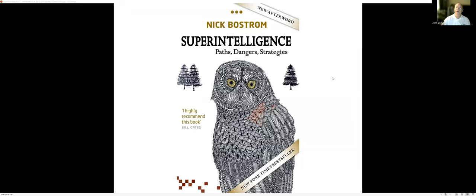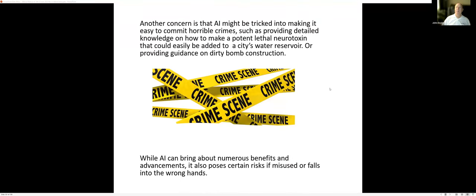But here's the book. It's called Superintelligence. Bill Gates says, I highly recommend this book. I read this book, and I would describe it with two words. It is exhaustive, and it is exhausting. It's not an easy book to read, because he wants to cover every imaginable possibility, and that's what he does. He makes it exhaustive.